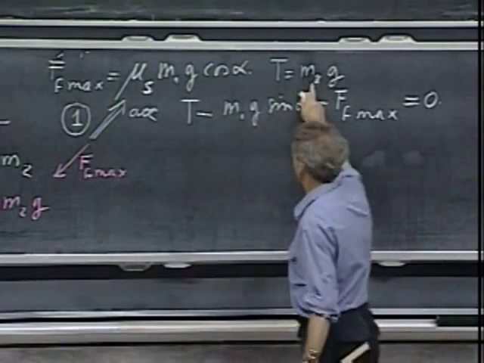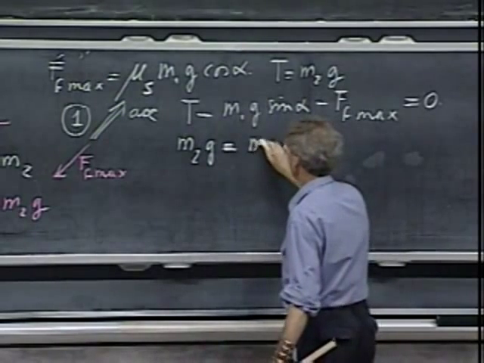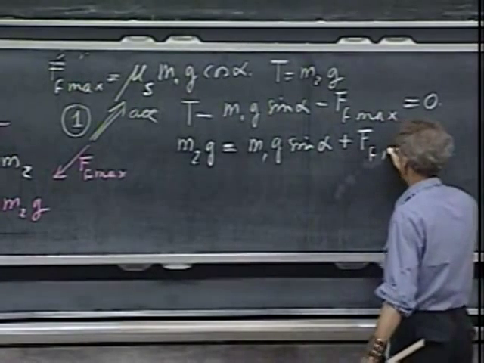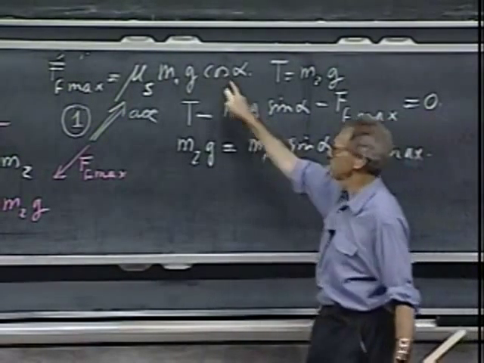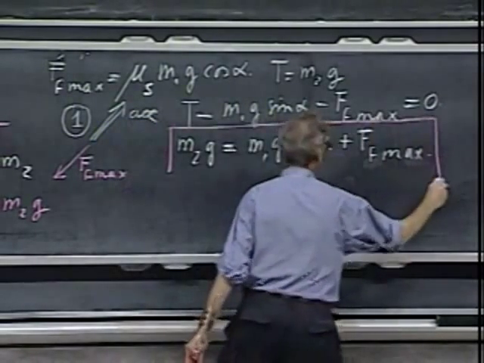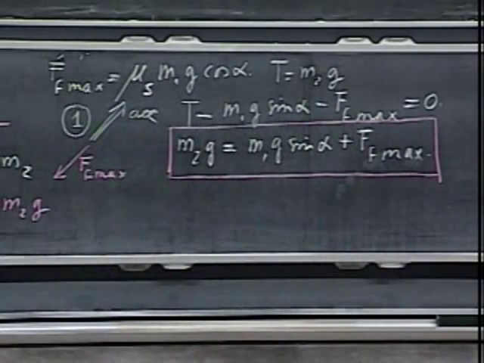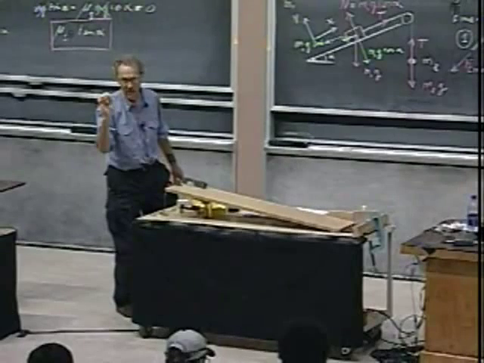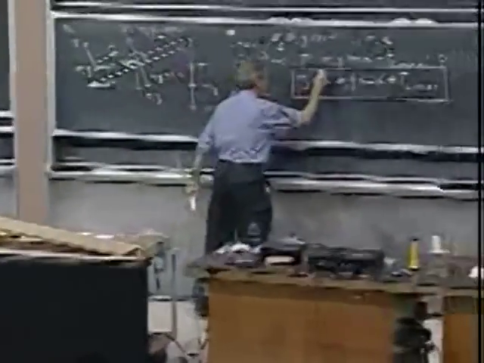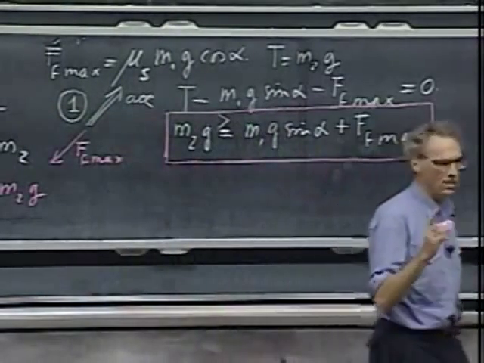Now I know what T is, that is m2g. So m2g equals m1g sine alpha plus the maximum frictional force. So this is just at the moment that it wants to start sliding. Therefore, if I make mass m2 a hair larger, just a hair, it will go. And therefore, the moment that I make this a larger-than sign, I know that it's going to accelerate uphill. That's the criterion for going uphill.